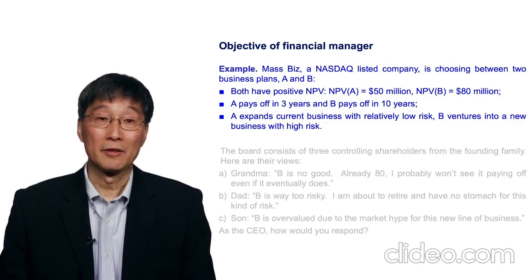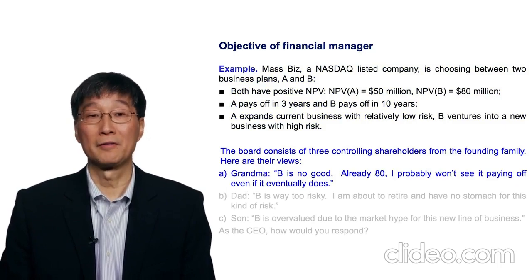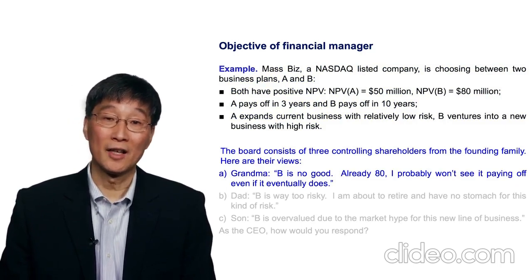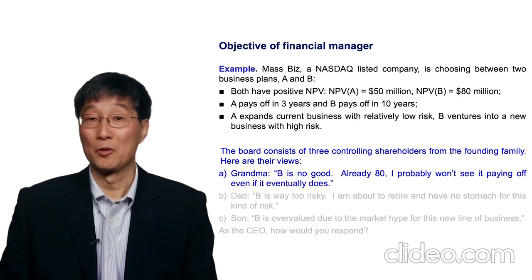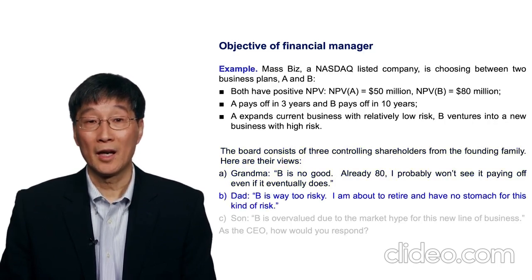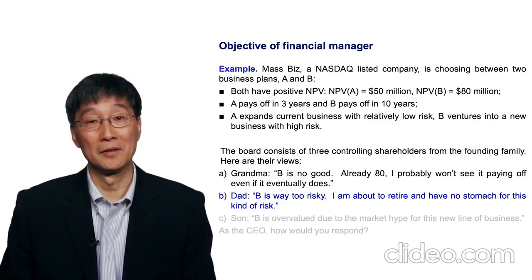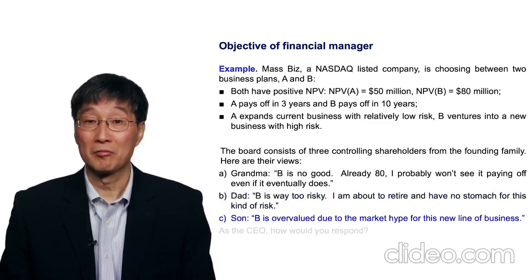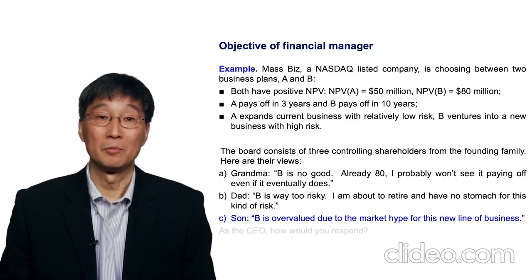Since MassBiz grew out of a family business, its board consists of 3 controlling shareholders from the founding family: grandma, dad, and son. Here are their reactions after hearing from the CEO. Grandma dislikes B. I'm already 85 and probably won't be around to see any of its payoffs. Dad is also averse to B. It's too risky. I plan to enjoy a quiet retirement and have little appetite for risk. Son has serious reservations on B. The market is overhyped on the kind of business B is getting into.